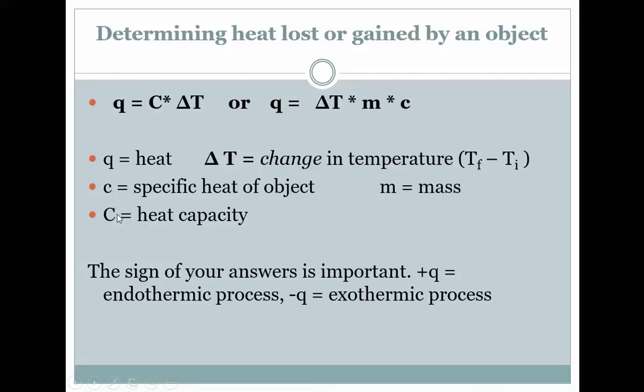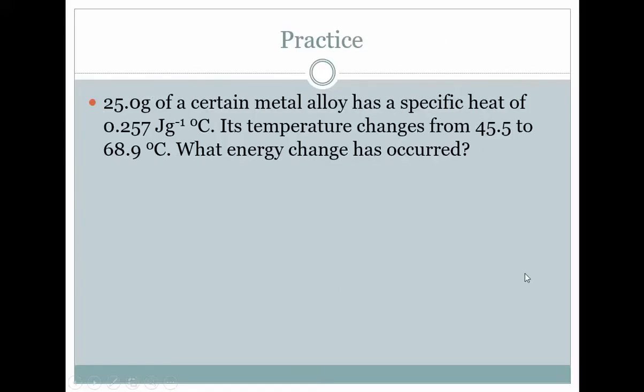Little c, specific heat, big C, heat capacity, m is mass. You're going to get answers of a certain sign. It's important not to mess that sign up. If you get a negative answer, that means it's exothermic. The system is losing energy. If you get a positive answer, it's endothermic. So a pretty easy equation to use, at least when you do basic problems with it.